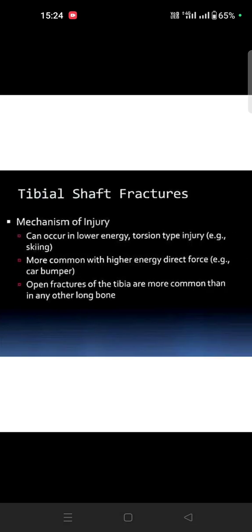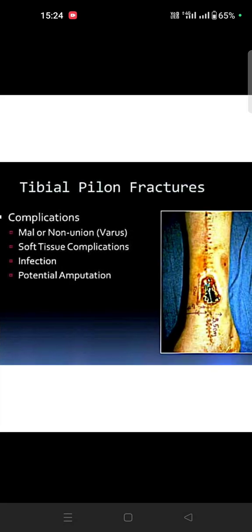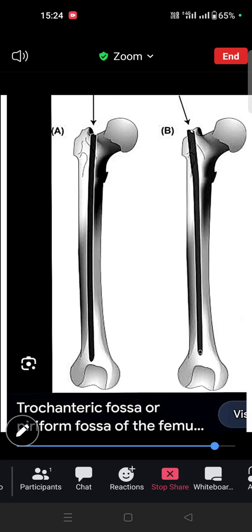Here, closed fracture can occur with lower energy and torsion type, for example skiing, while open fracture is more common with higher energy direct force, and open fracture of the tibia happens more than any other long bone. Associated injuries, tetanus, antibiotics, then the complications are nonunion, maybe it will not connect, soft tissue complications, and potential amputation.